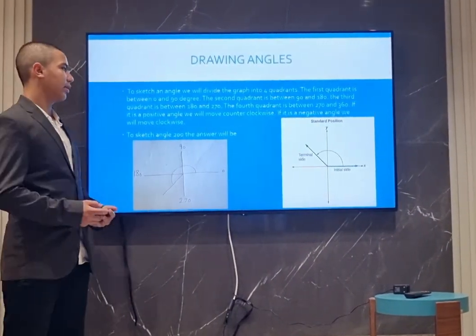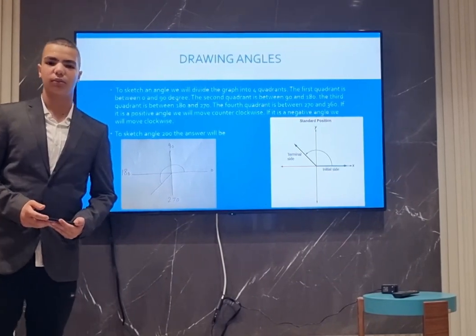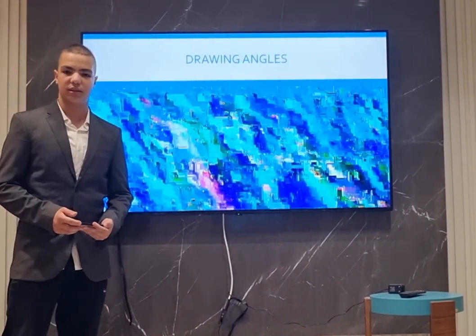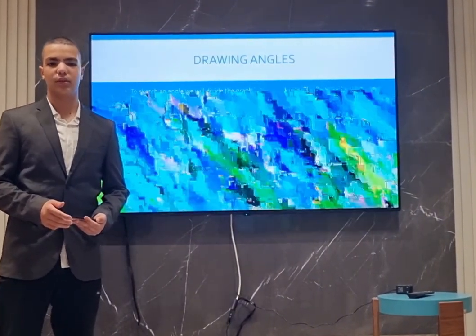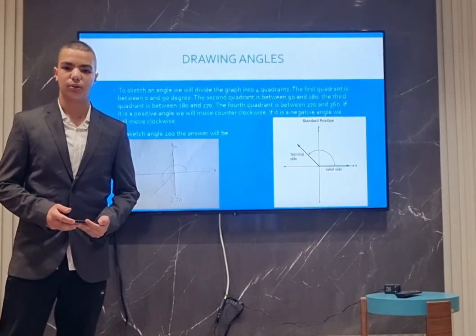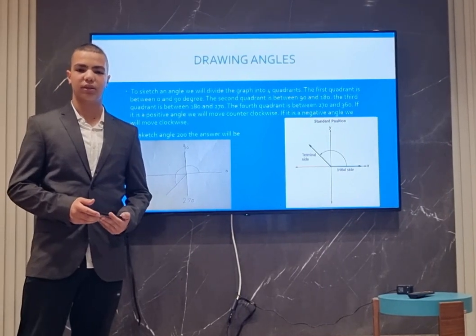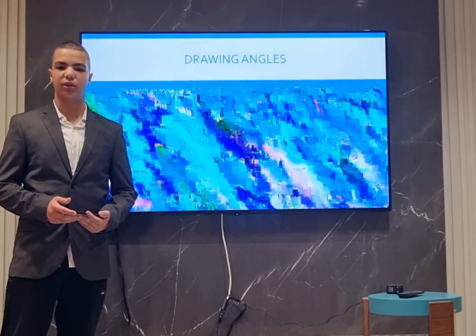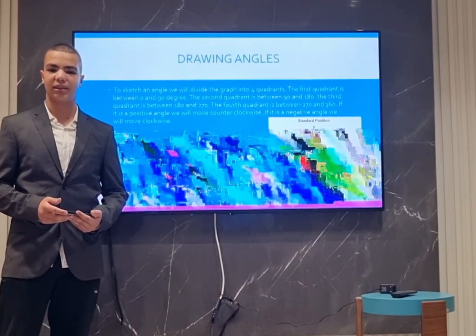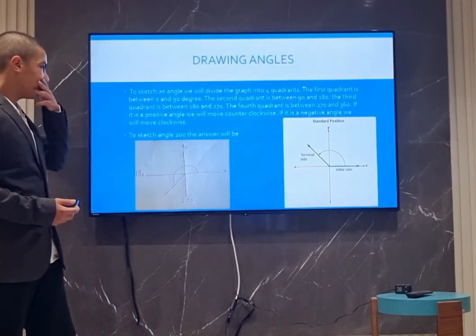Then drawing angles. To sketch an angle, we need to divide the graph into 4 quadrants. The first quadrant is between 0 and 90. The second quadrant is between 90 and 180. The third quadrant is between 180 and 270. And the fourth quadrant is between 270 and 360.